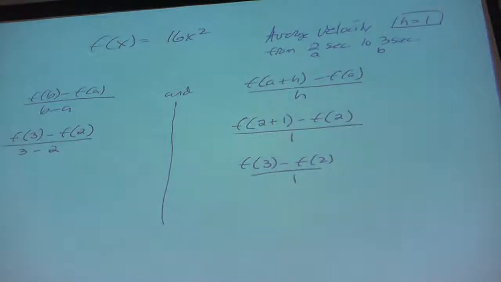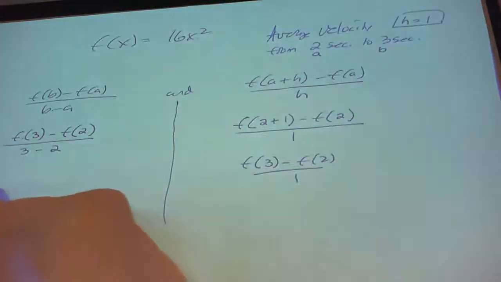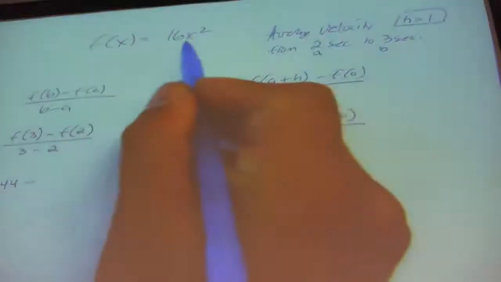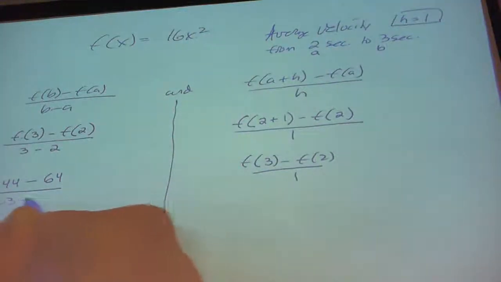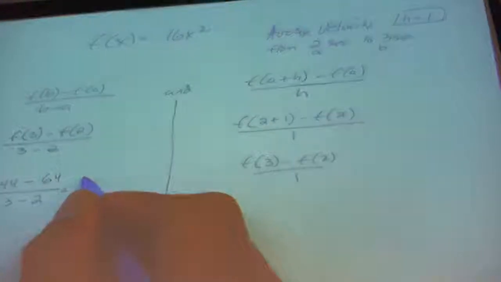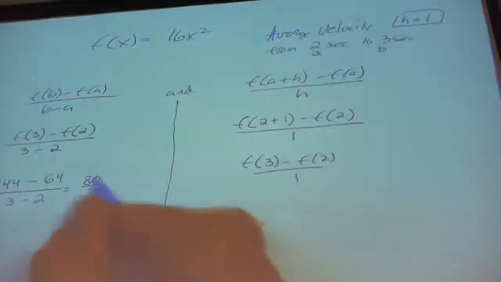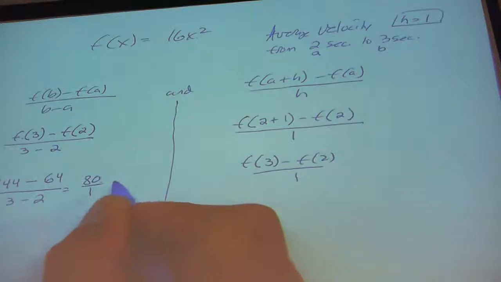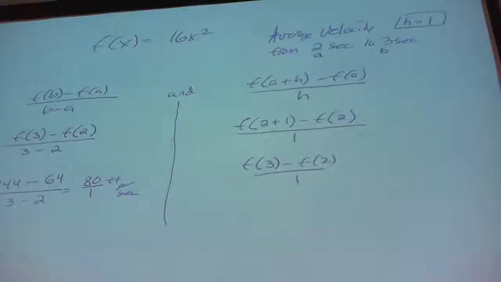If you plug 3 into the function, what do you get? 144. Minus, if you plug 2 into the function, what do you get? 64. And 144 minus 64 is 80 over 1. And is that seconds per foot or feet per second? Feet per second. Okay? Feet is on the top, seconds on the bottom. Does everyone understand the left side?